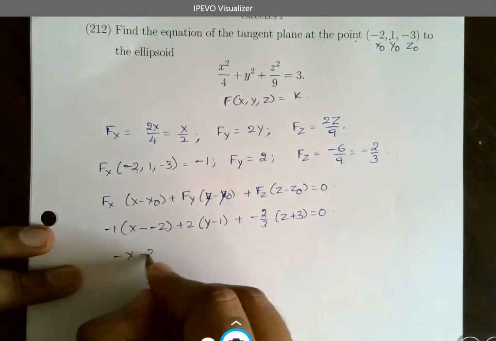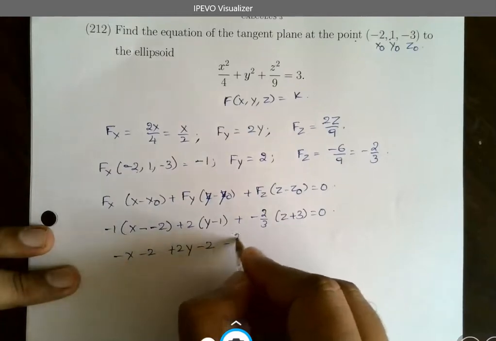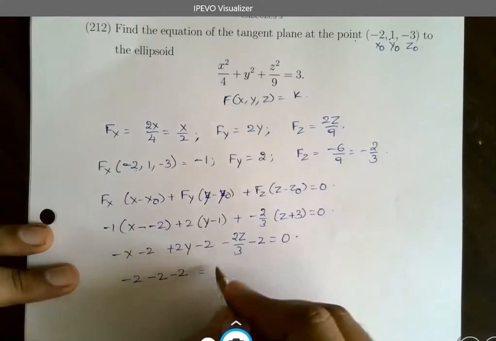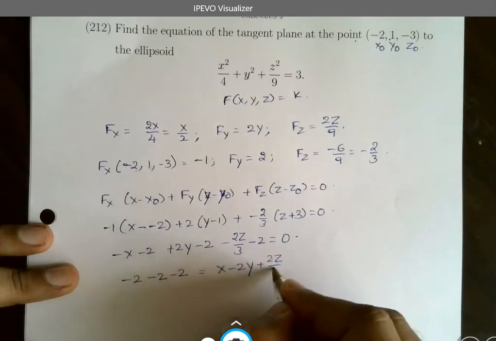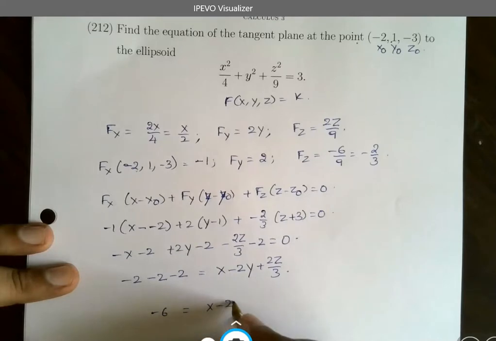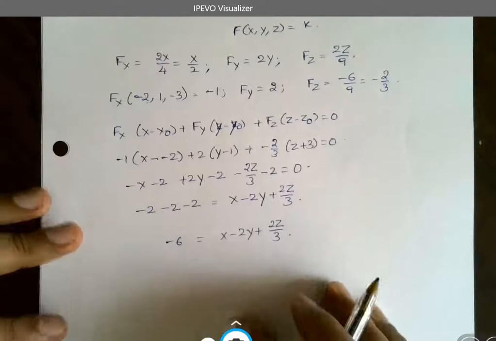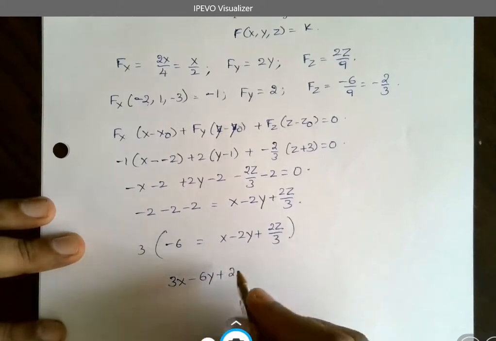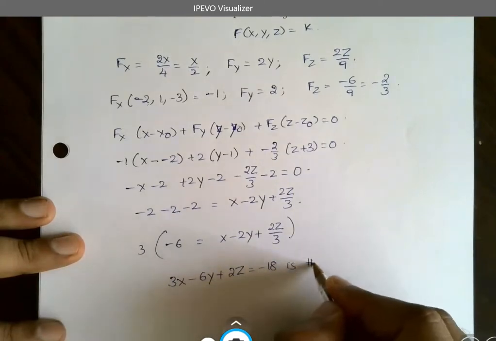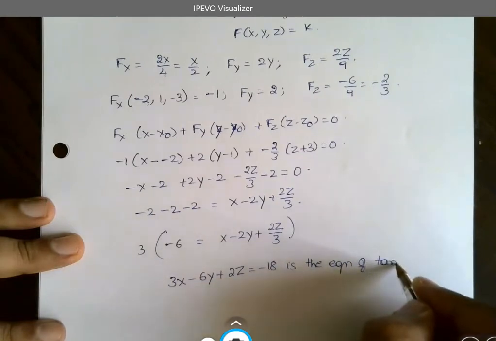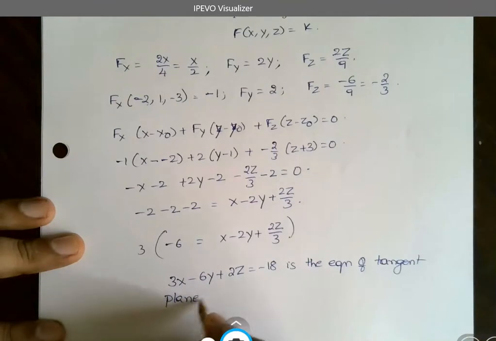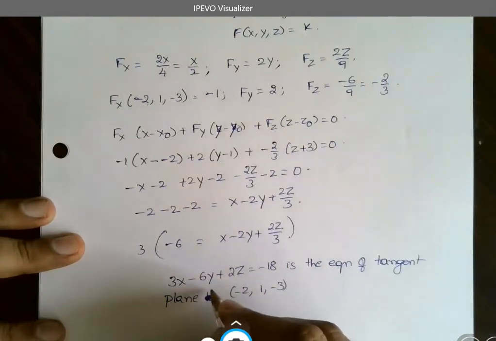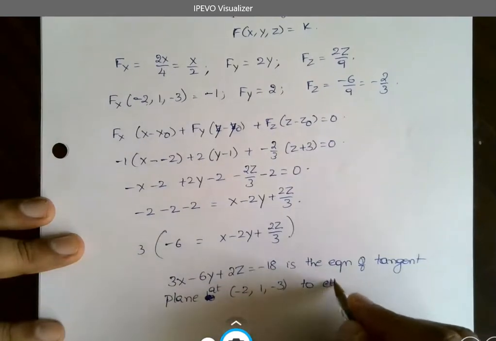So that gives you negative x, negative 2, plus 2y, minus 2z over 3, minus 2 equals 0. So moving the constants, negative 2, negative 2, negative 2 becomes positive: x minus 2y plus 2z over 3. So that gives you negative 6 equals x minus 2y plus 2z over 3, right? So you want to get the equation of the plane, so multiply everything by 3. That gives you 3x minus 6y plus 2z equals negative 18, which is the equation of the tangent plane to the ellipsoid at negative 2, 1 and negative 3.